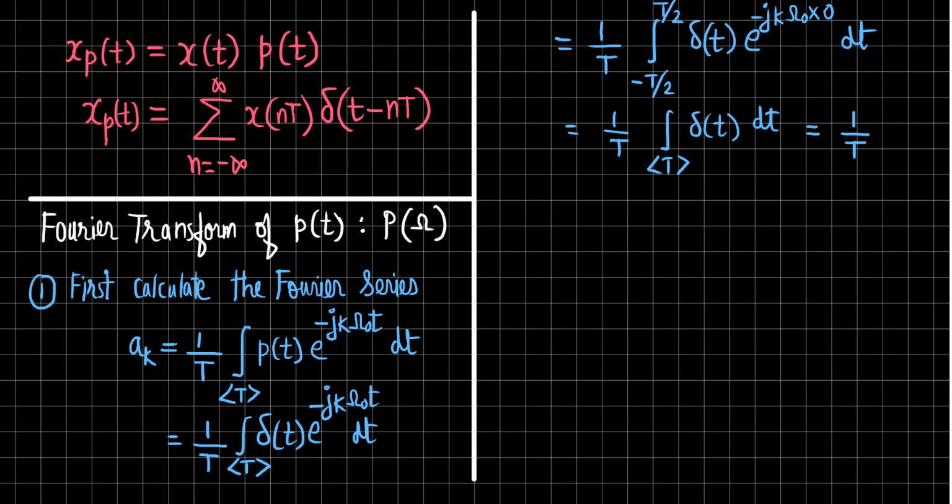Therefore, we know the Fourier series coefficients Ak are going to be 1 upon T. Now, if we know the Fourier series coefficients of this P of t, we can easily calculate the Fourier transform. So the next step is to calculate the Fourier transform.